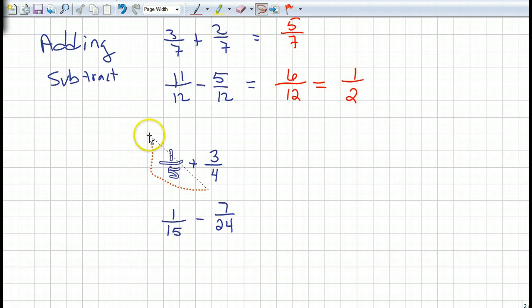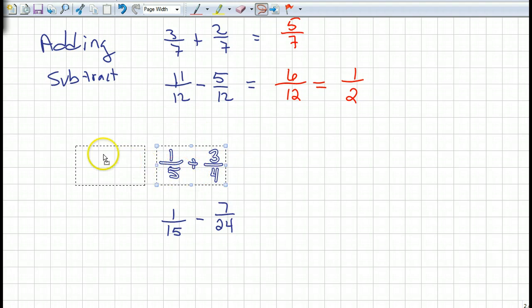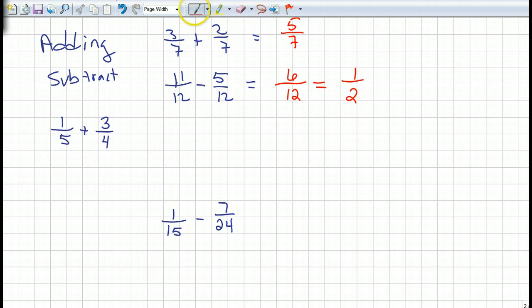Now, looking at this one, they have a different denominator. So, the easiest way to deal with a different denominator is to multiply the one by the other. So this one's a 5, I'm going to multiply it by the 4. And if I multiply the bottom by a 4, I'm going to multiply the numerator by the 4. This one, I'm going to multiply it by a 5, because that's the other one. So this will be 4/20 plus 15/20, and that's going to be 19/20.